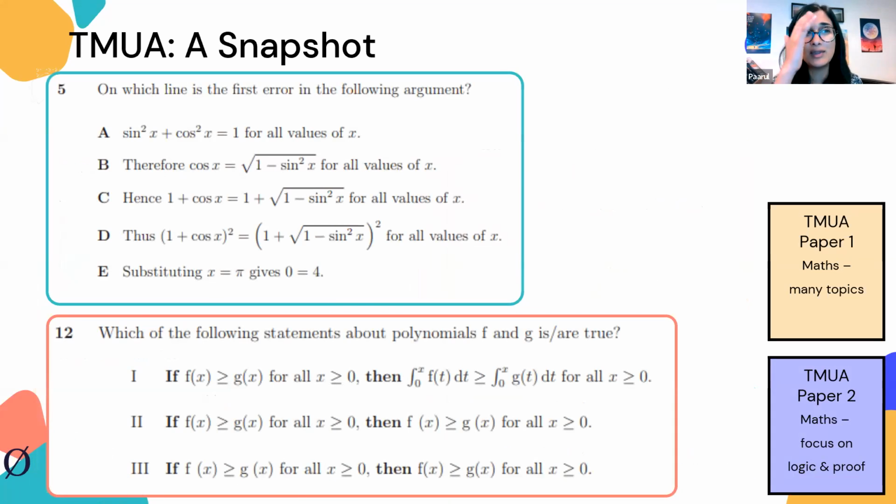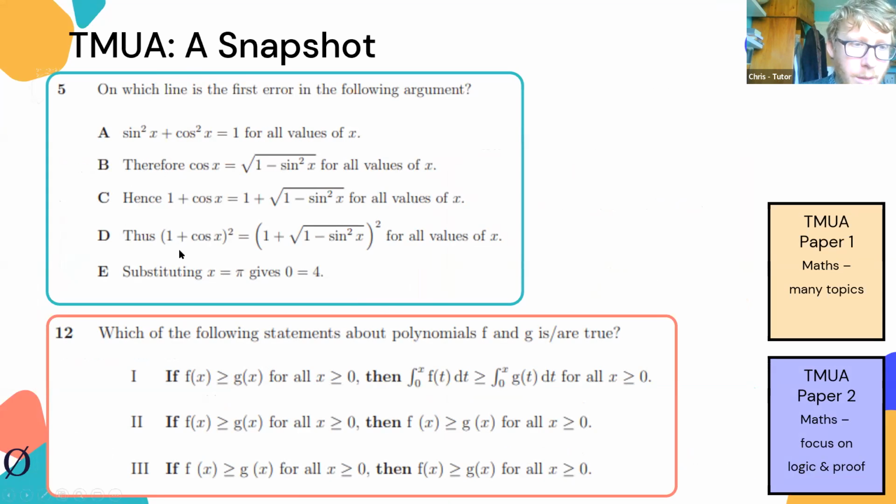In terms of paper 2 then, Chris, for the TMUA, this is a proof and logic paper. Tell us a bit more. Yes, we've got a couple of questions here. The top one is basically showing you an argument, and it tells you the argument is wrong, and you've got to figure out which line is wrong. And that's a common kind of paper 2 question. You've got to figure out what the mistake is.